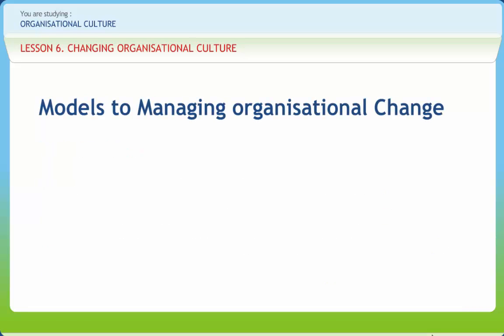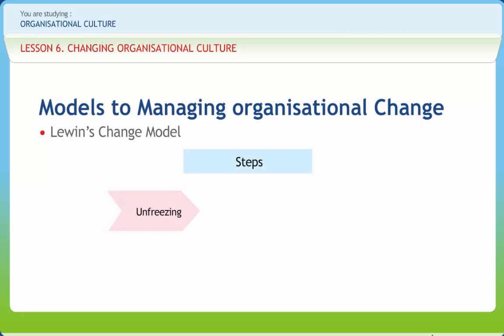Now we will discuss the models that can be used to manage change. We will discuss three models: Lewin's change model, Nadler's organizational model, and the contingency model of analyzing change. First, we will discuss Lewin's model. Kurt Lewin proposed a three-stage theory of change commonly referred to as unfreeze, change, freeze or refreeze.